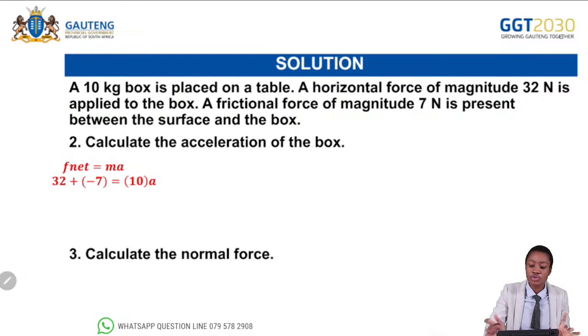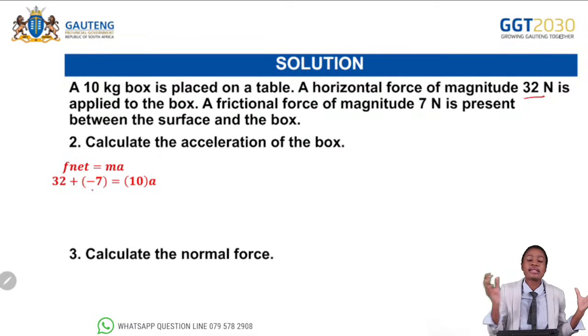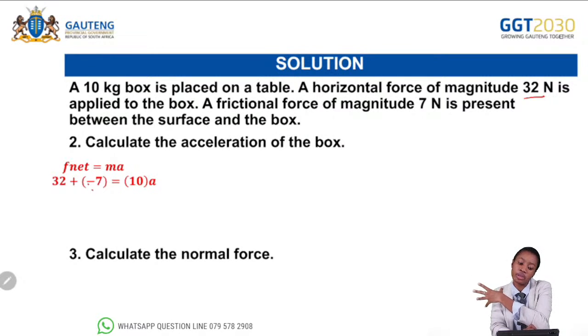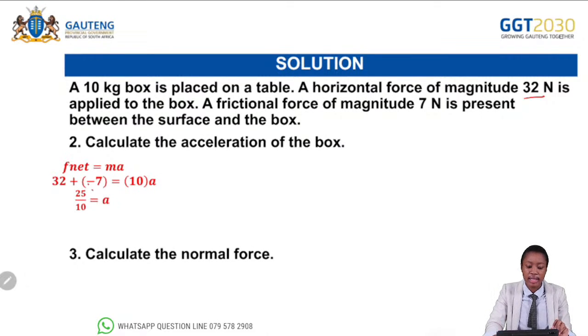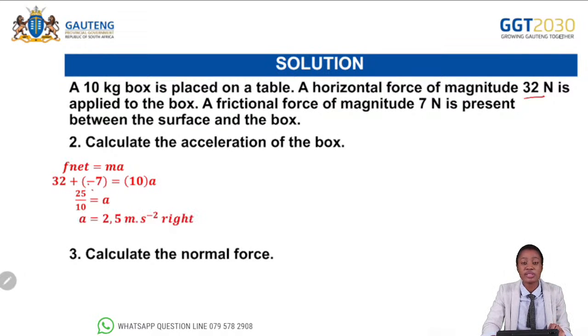So I have my 32 applied force plus my frictional force. Remember, it's net. I'm adding all of them, but I also need to take into account the direction of the force. Friction opposes the applied force, which is the direction the box will move. So I have a negative there, but it is right. I add them all together, and it equals 10 times acceleration. After calculation, you should get 2.5 meters per second to the right. Remember, acceleration is a vector, so it needs to have direction.